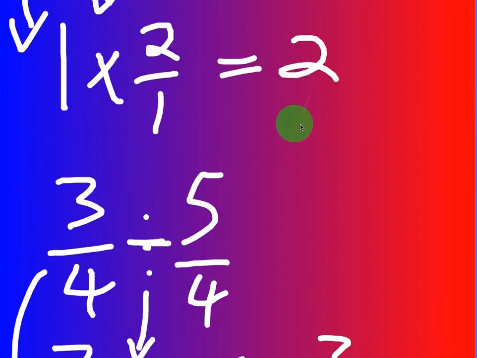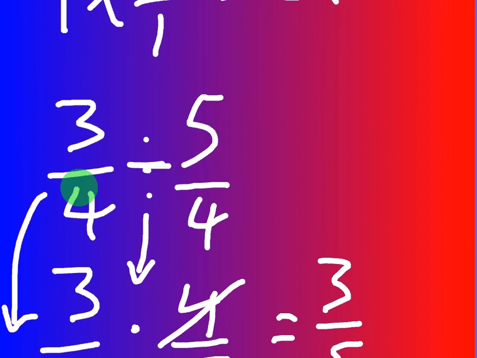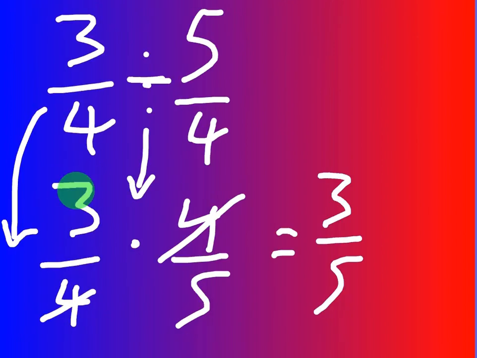Let's say we had 3/4 divided by 5/4. Well, you would keep the 3/4. You wouldn't change anything about that. You would change the division to multiplication, and you would flip the second fraction to become 4 over 5. The 4's would cancel. You'd be left with 3/5.